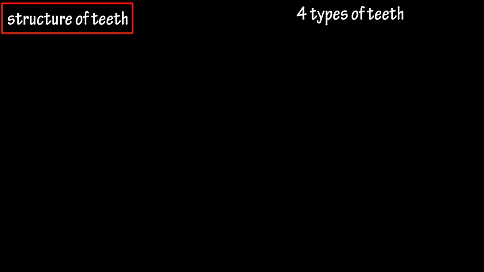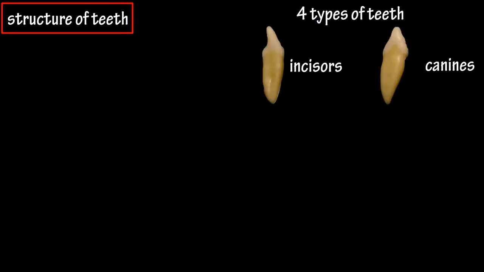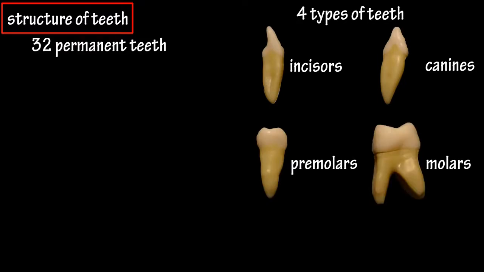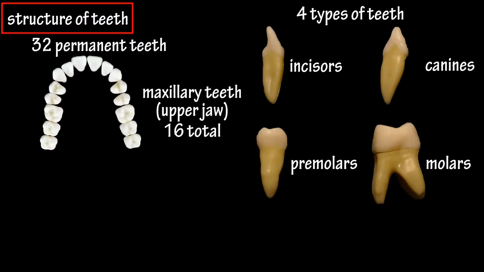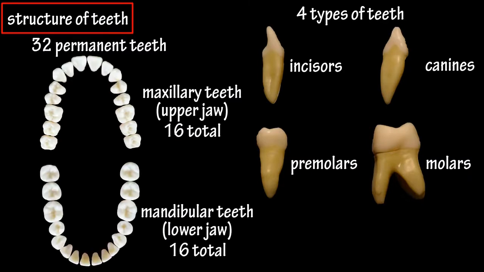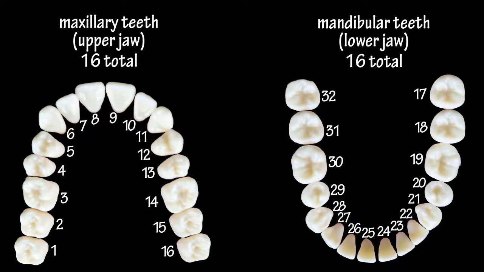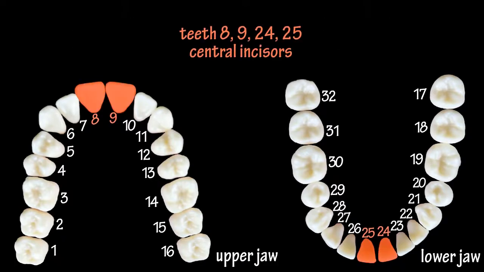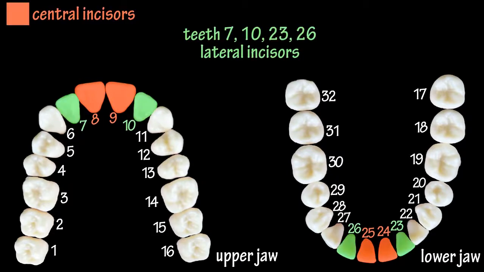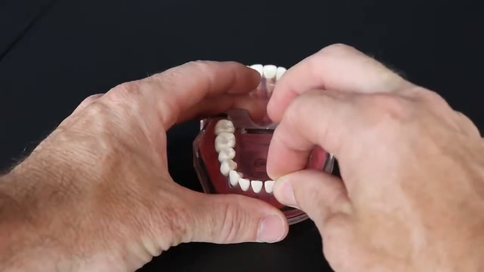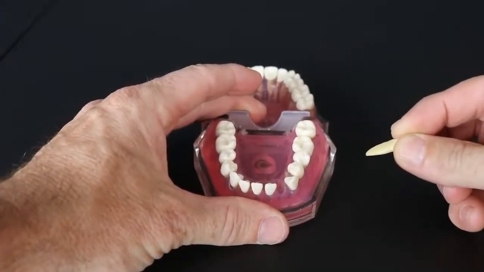There are four types of teeth: incisors, canines, premolars, and molars, which total 32 permanent teeth in adults, 16 maxillary teeth of the upper jaw, and 16 mandibular teeth of the lower jaw. Dentists use a numbering system for teeth, with 1 through 16 being teeth of the upper jaw, and 17 through 32 being teeth of the lower jaw. Teeth 8, 9, 24, and 25 are central incisors, and teeth 7, 10, 23, and 26 are lateral incisors. These teeth have a single root and are designed for cutting into food.